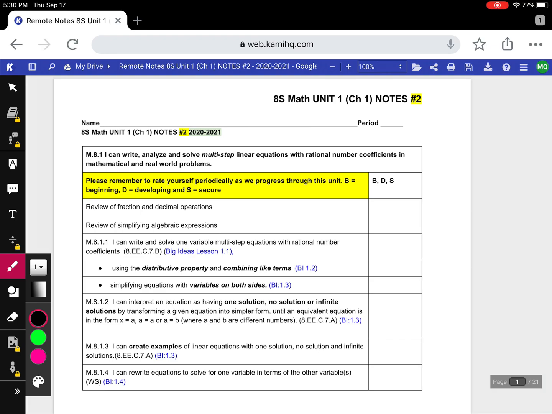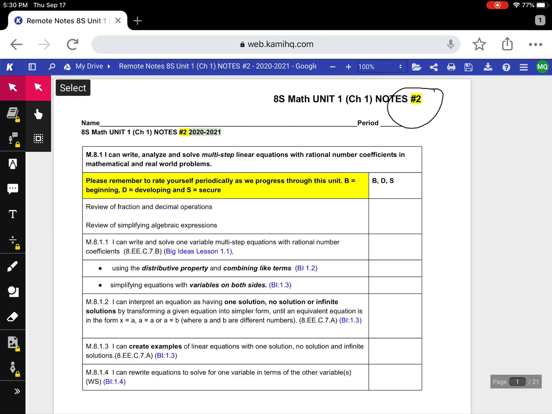I'm using my iPad to record my notes, so bear with me as I do this for the first time. We are in Notes Packet 2. You should have picked that up yesterday when you finished your quiz. So, like I said, we are in Notes Packet 2, and we are going to go ahead and start. Let's see if I can get this to work.